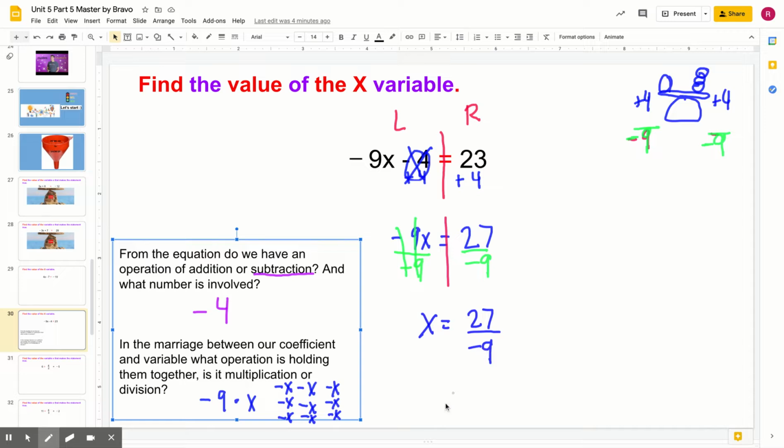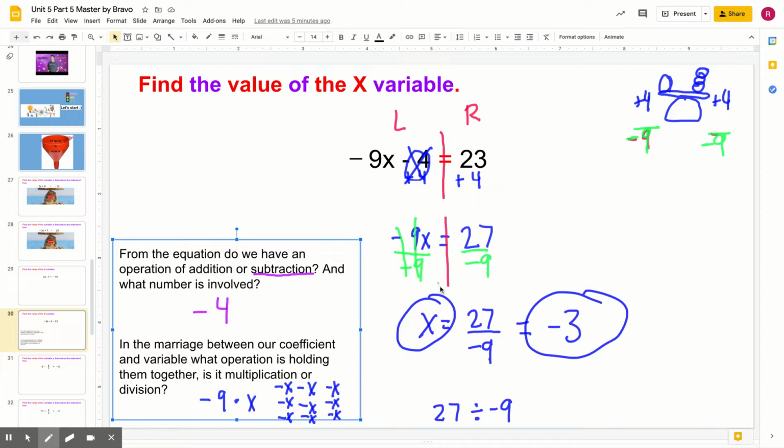If you plug that into your calculator, it will look like 27 divided by negative 9. Then I believe you should get negative 3. So when I solve this equation for x to find the value of x, for this specific equation, I get negative 3. That is my answer for the value of x. I just solved the equation for the missing piece.